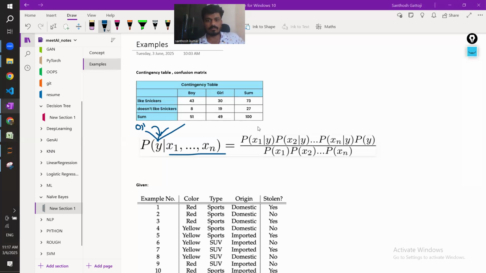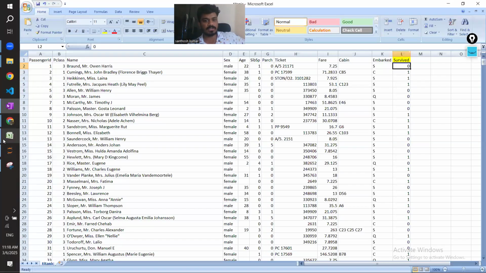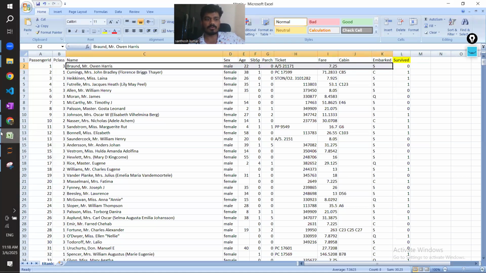Just like how we had the probability of A given B, you can write it as the probability of B given A into the probability of A by the probability of B. That's Bayes theorem. Now the probability of B given A means the probability of x1 with respect to y. Since we have many features, you need to calculate for everything: x1 given y, x2 given y, and so on. That is how we get the probability of 0 given these features.